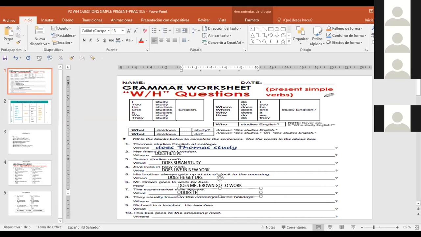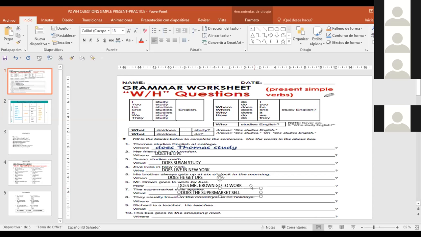What does the supermarket sell? Y no lleva S, ¿verdad? Porque ya tengo el auxiliar does. Okay, very good. Vamos a mover esto para arriba para que no le echemos a ver aquí. Very good.